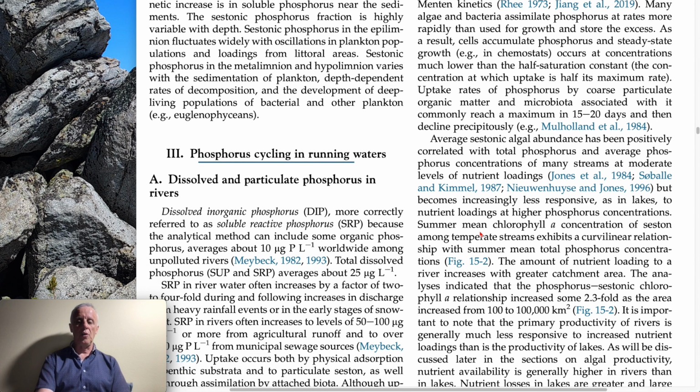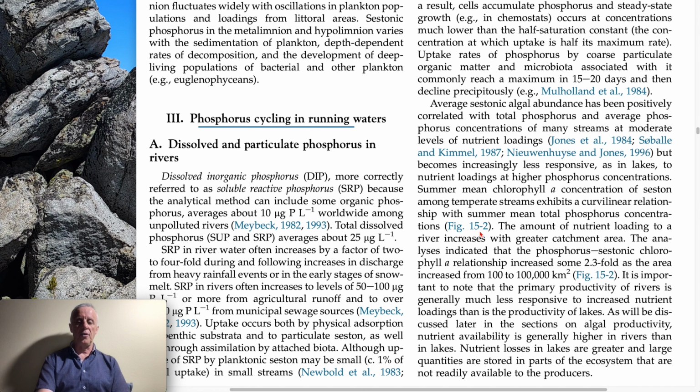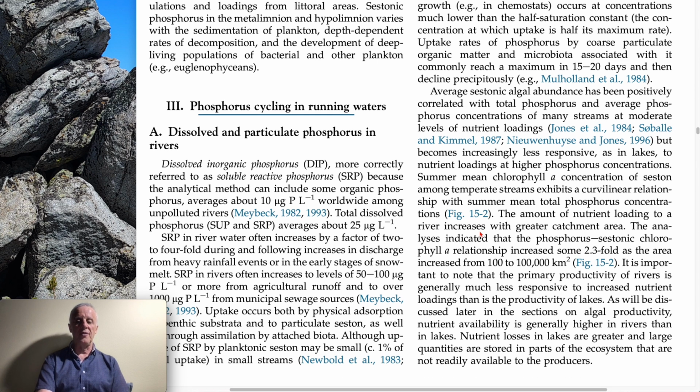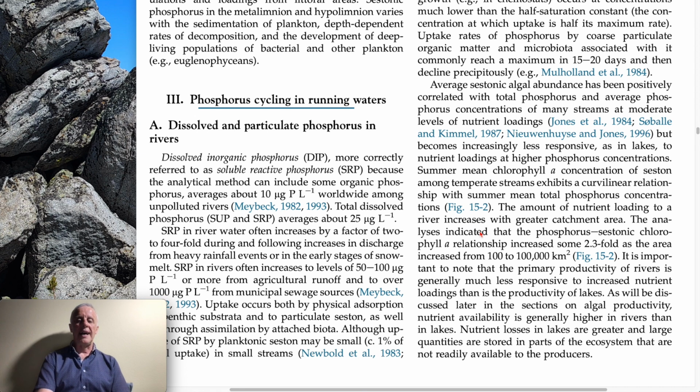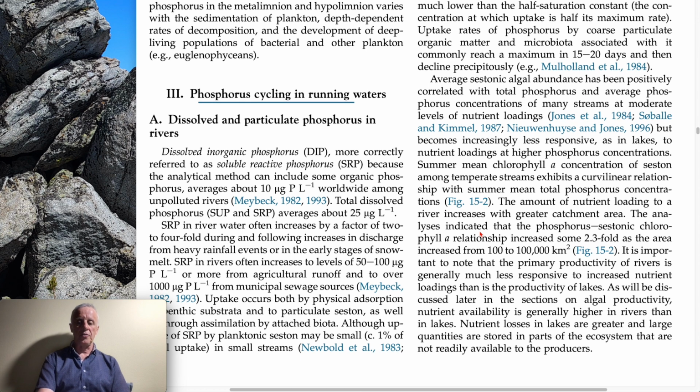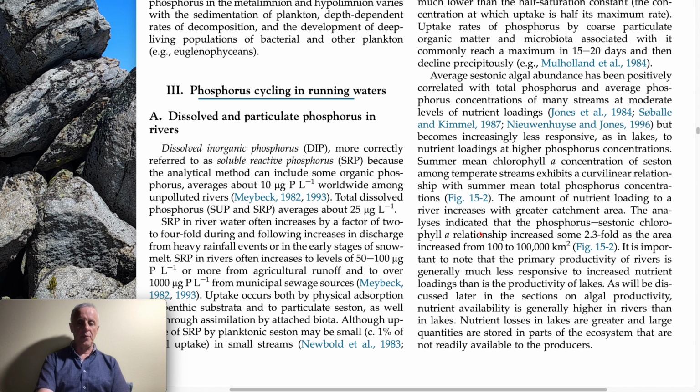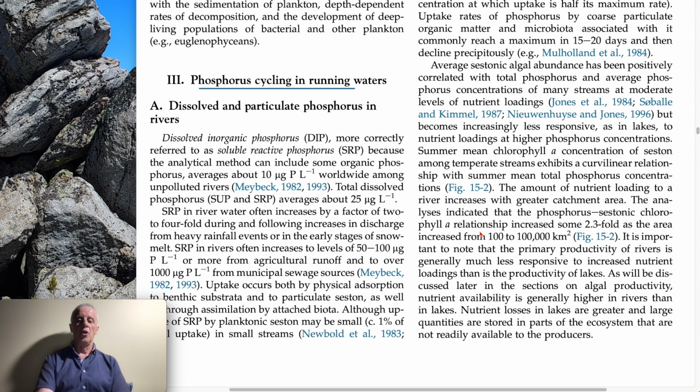Average seston algal abundance has been positively correlated with total phosphorus and average phosphorus concentration of many streams at moderate levels of nutrient loadings, but becomes increasingly less responsive, as in lakes, to nutrient loadings at higher phosphorus concentration. Summer mean chlorophyll a concentration of seston among temperate streams exhibits a curvilinear relationship with summer mean total phosphorus concentrations. The amount of nutrient loading to a river increases with greater catchment area.